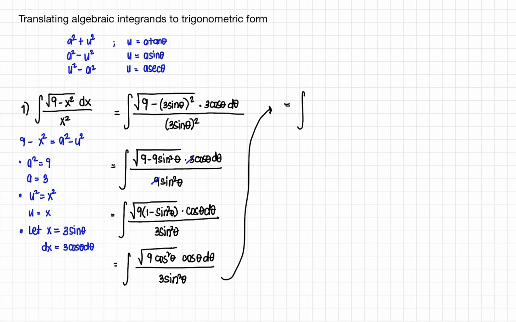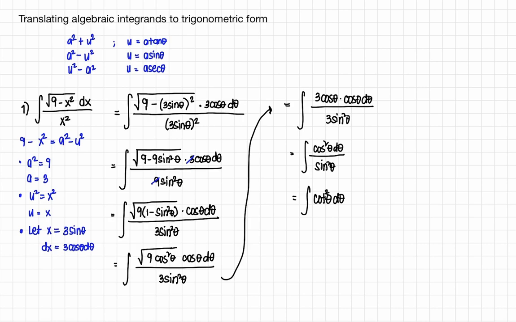To continue, extracting the square root, we get 3 cosine theta times cosine of theta d theta over 3 sine squared of theta. We cancel out 3 and then multiply the two cosines. So we have cosine squared theta d theta over sine squared theta, which is equal to the integral of cotangent squared theta d theta. That is the translation from the algebraic form to the trigonometric form. After that, you can proceed to evaluating the integral using any of the other methods discussed.